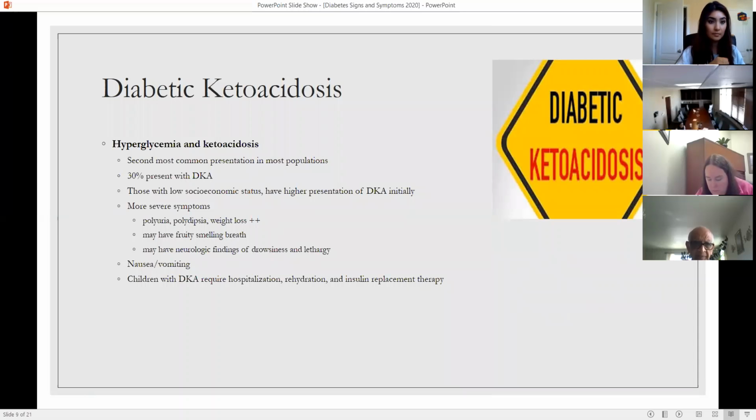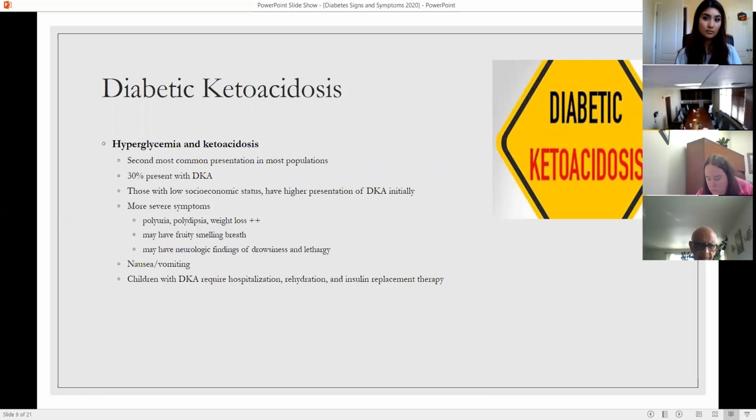So DKA is hyperglycemia with ketoacidosis. It's the second most common presentation in most populations, so about 30% of the population that presents with type 1 diabetes will have DKA. It's found more often in those with low SES because they may not have access to care and present later before they develop it. And that's usually with more severe symptoms: polyuria, polydipsia, and lots of weight loss in a short amount of time.